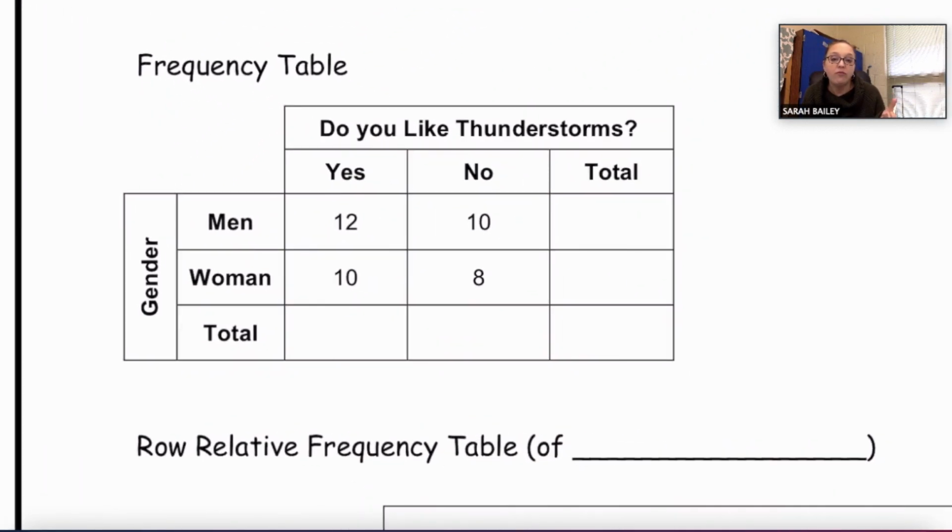Well, first I've got to fill in my frequency table, right? So the total that said yes would be 22. The total that said no would be 18. Total number of men would be 22. Total number of women would be 18. And then I'm going to add the 22 and the 18 together and get 40. And they did say 40 people were surveyed, so that's great.